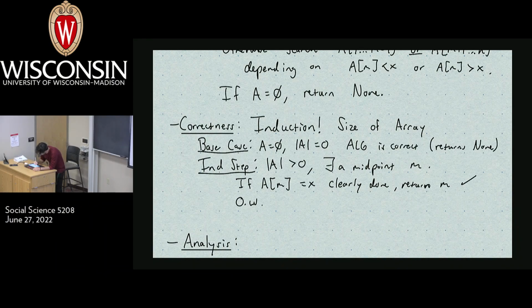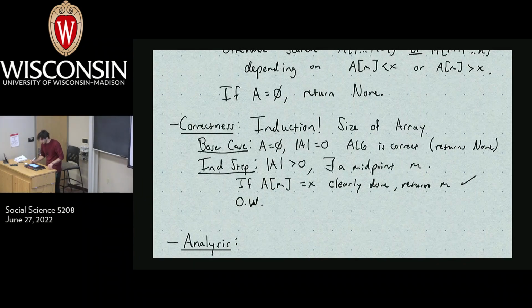Otherwise, either X is not in the array, or we know X is in the left side. Let's just focus on the case where A[M] is less than X. So for this case, we know it's in the left side. Why? Because A is sorted.